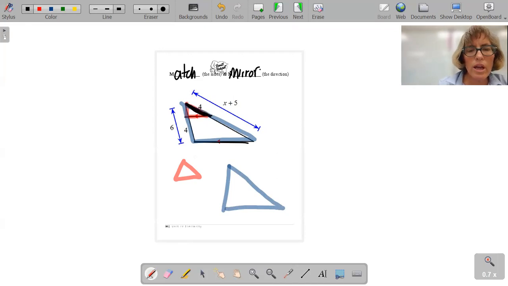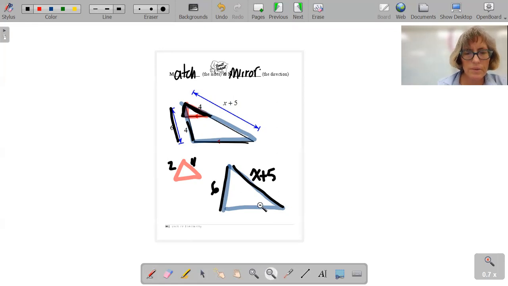In this small triangle, this is 4. This side is going to be 6. Take away 4, that's going to be 2. This whole side is x plus 5. This whole side is 6.